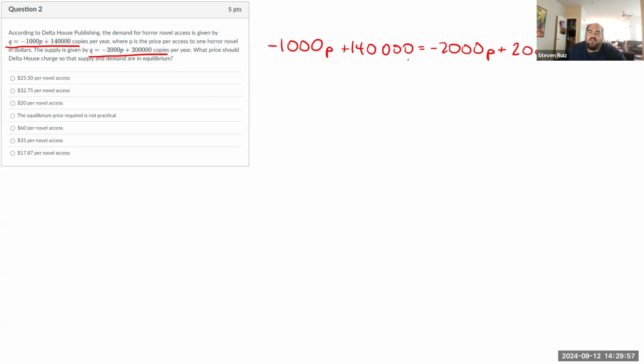And then I'll start moving things around. I'm going to add 2000p to both sides. So that gives me 1000p. And while we're at it, let's go ahead and subtract 140,000 from both sides. So 1000p equals 60,000. If I divide both sides by 1,000, I get p equals 60. So $60 should be my price point.